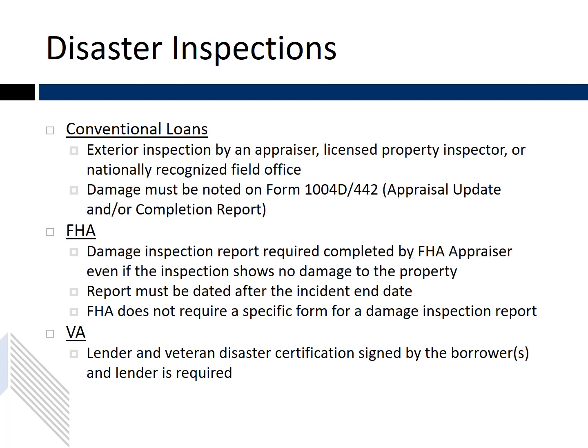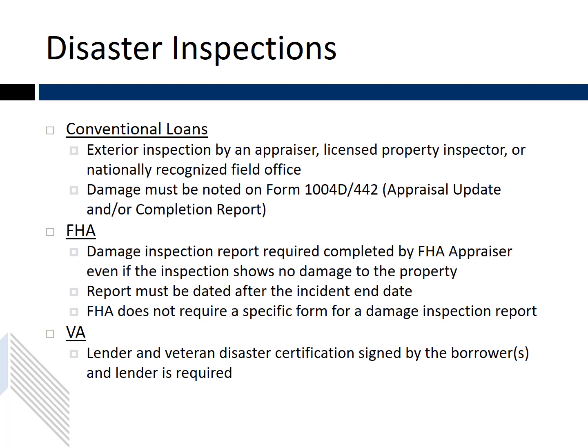If a property is in a county that is listed in a disaster area, please note that based on the loan type, you will have to follow certain requirements. For your conventional loans, an exterior inspection by an appraiser or licensed property inspector is required. In addition to the inspection, Form 1004D is required to be included with your closed file submission.